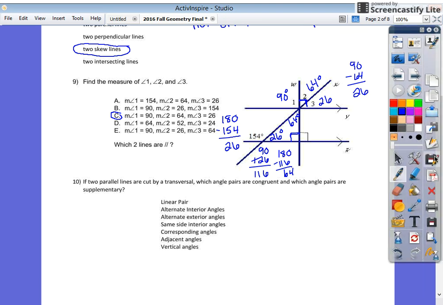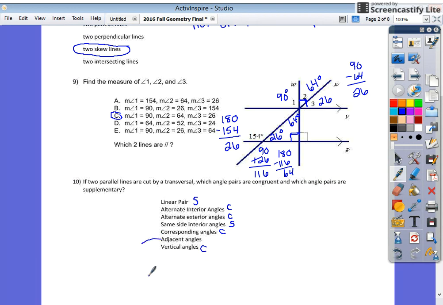On number 10, we are identifying if the angle pair is either congruent or supplementary. So linear pairs are always supplementary. They form a straight line. Alternate interior angles are congruent. Alternate exterior angles are congruent. Same side interior angles are supplementary. Corresponding angles are congruent. Vertical angles are congruent.